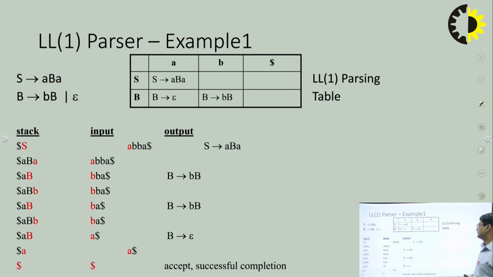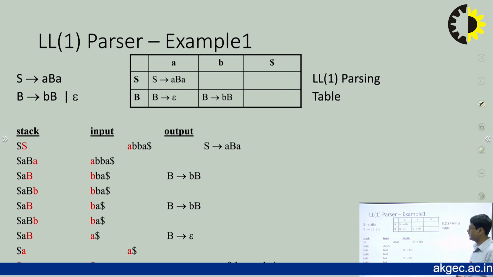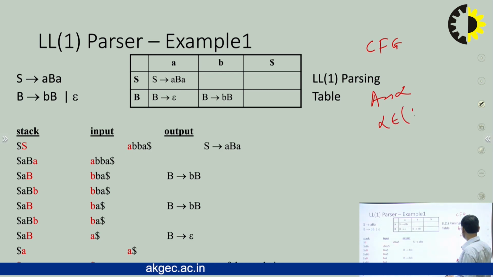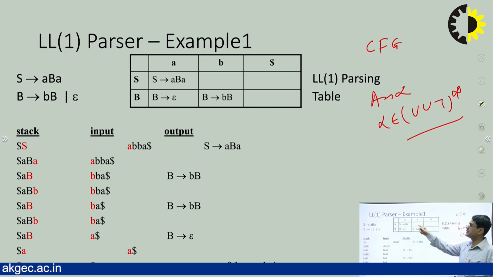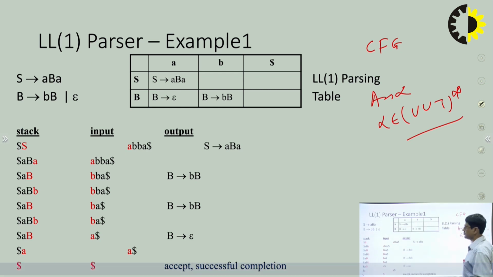So this is the example. You have to see this grammar: S produces ABA, B produces BB or epsilon. Firstly, we check for left recursion and backtracking. You will see that there is no backtracking and there is no left recursion. An important part is that it is applied to context-free grammar, where every production is in the form A produces alpha, where alpha belongs to (V union T) closure. Each and every production is in this form, so it is context-free grammar. Now, this is the table for that.